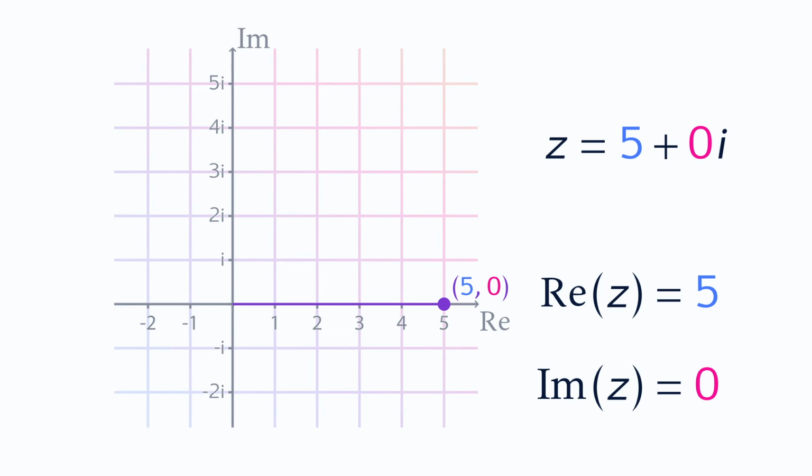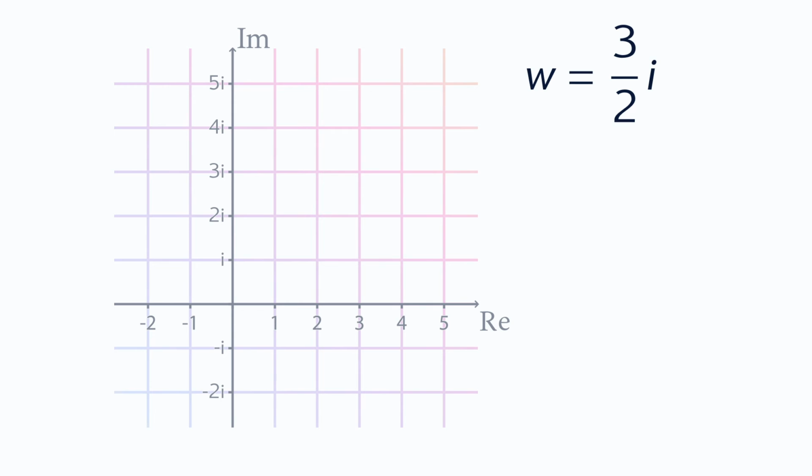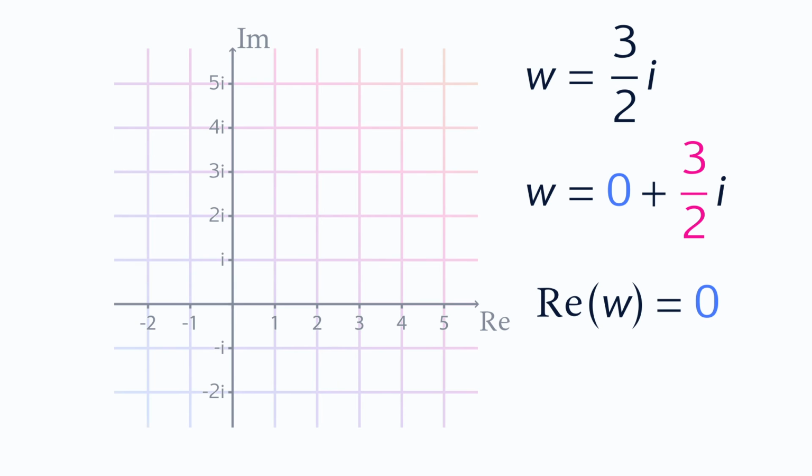Notice that you write the real part as the first coordinate, and the imaginary part as the second coordinate of the point. Next, you look at w. Because w is a purely imaginary number, it can be written as 0 plus 3/2 i. So its real part is 0, and its imaginary part is 3/2. In the complex plane, it is located at 0, 3/2, which is here.